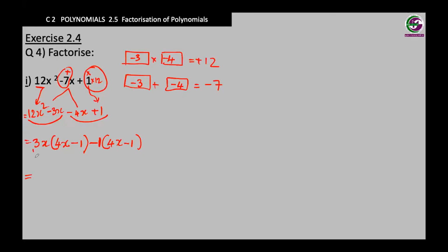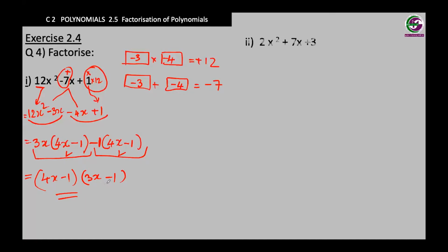Now we have two terms, the whole first one, and from here, this is the second term. In between these two terms, what's common? 4x minus 1 is there in both the terms. So 4x minus 1 will be out. And all the other numbers will be in the second bracket. We have 3x minus 1. And that's the answer. So we factorize 12x squared minus 7x plus 1 as 4x minus 1, 3x minus 1.